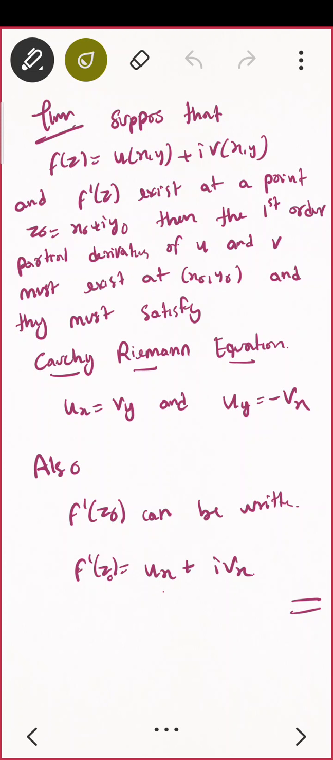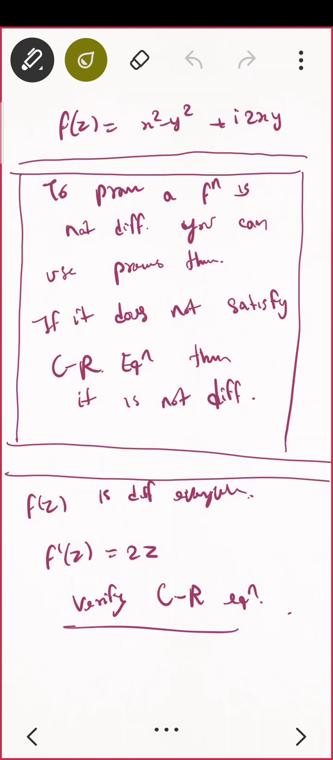And what is the Cauchy-Riemann equation? ux equal to vy and uy equal to minus vx. You just remember this because we will be using it a lot. Also, the derivative can be written as ux plus ivx. Okay, and later on we saw some examples, where the first one was f of z equal to x square minus y square plus i 2xy.